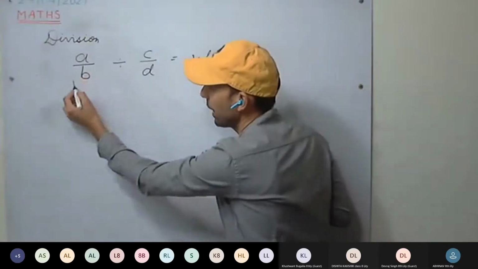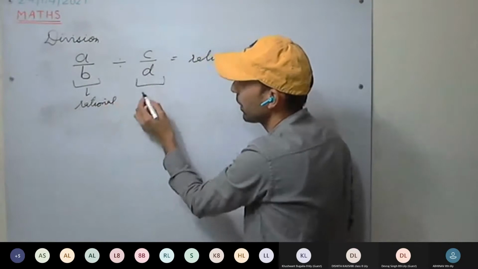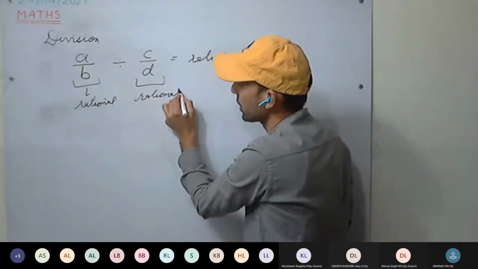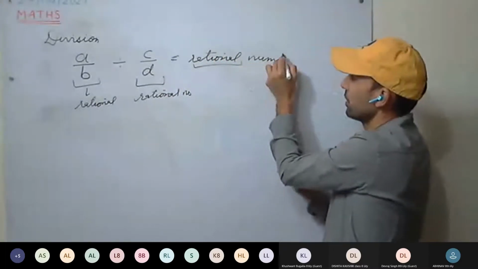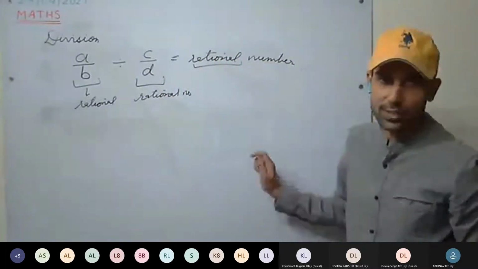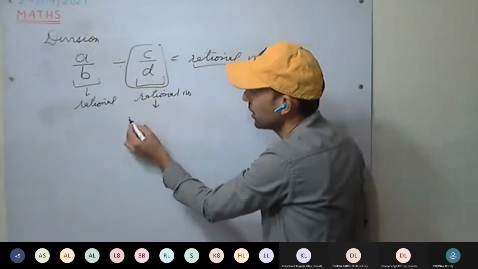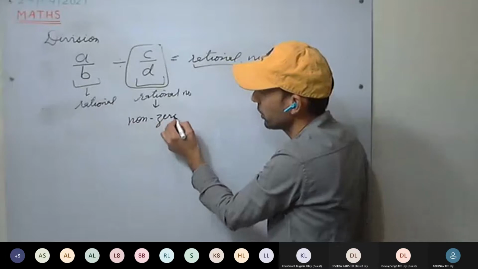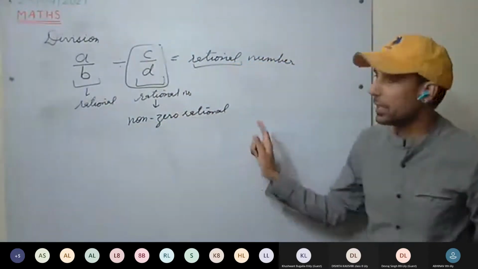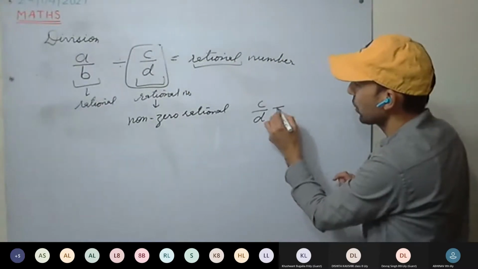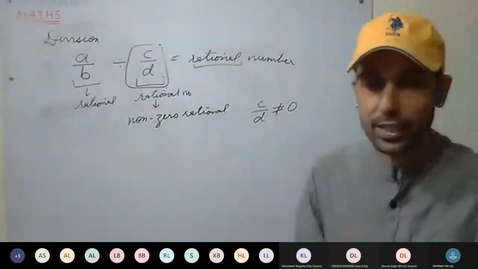a by b is a rational number, and we are dividing it by another rational number. The answer will be a rational number, but there is one more condition here. That condition is that c by d must be a non-zero rational number. It means c by d not equal to 0 must be there. This condition must be satisfied. We take one example.